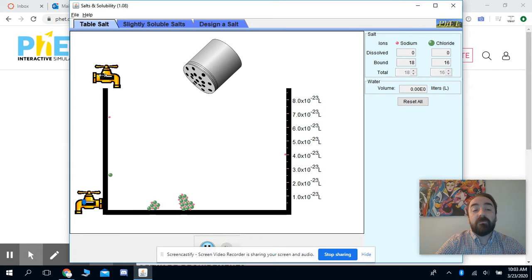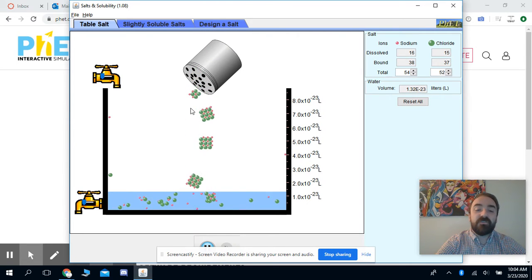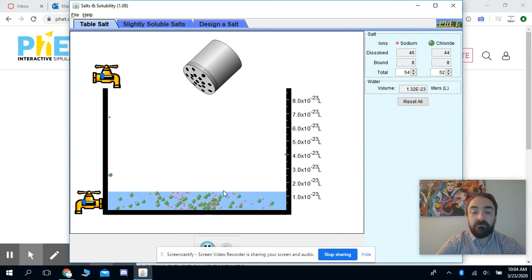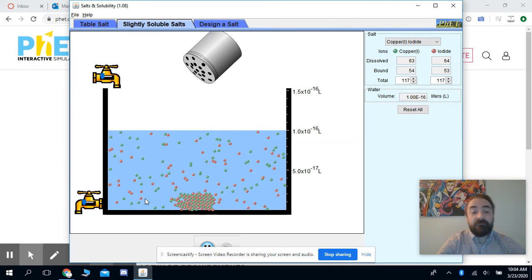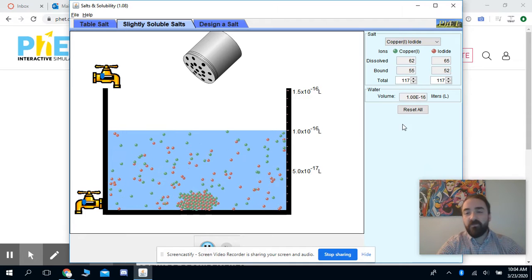So when we say solubility, what we're talking about is how much water it would take to dissolve a certain amount of something. So they would say a certain number of grams of salt could dissolve in a certain number of milliliters of water. Now, not everything dissolves at the same rate.